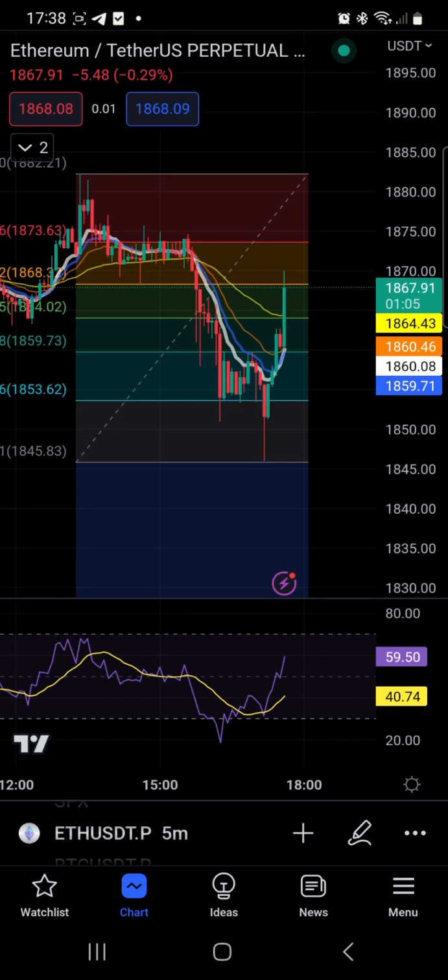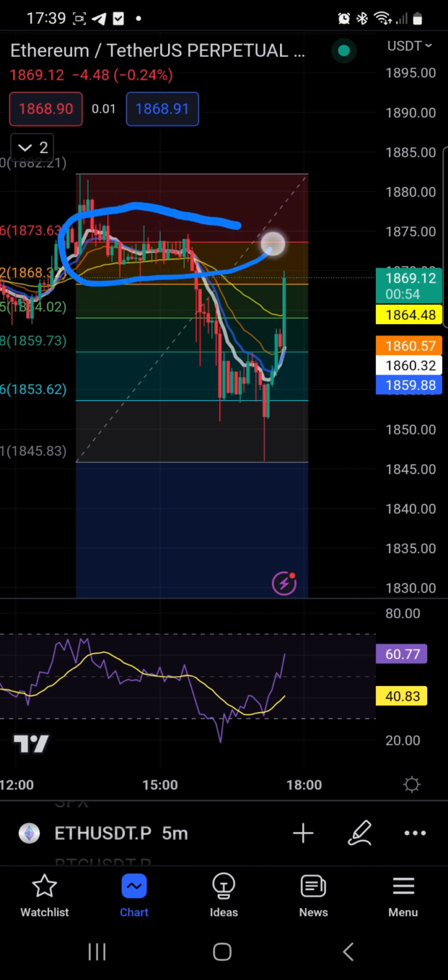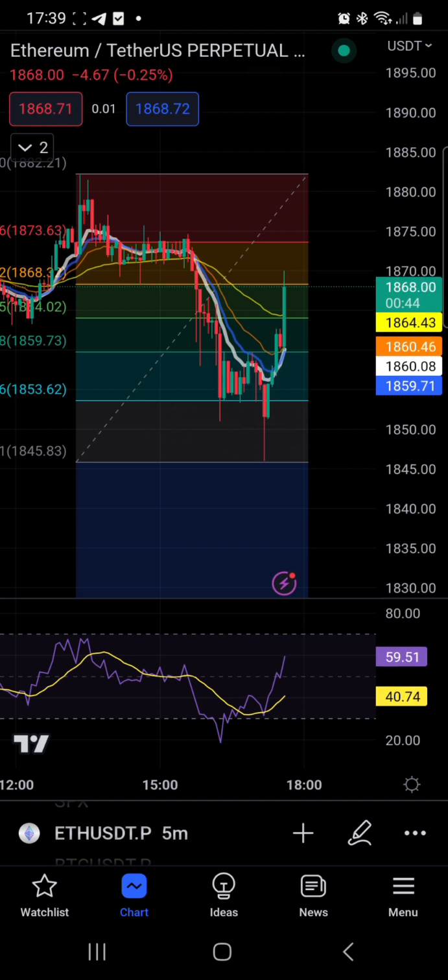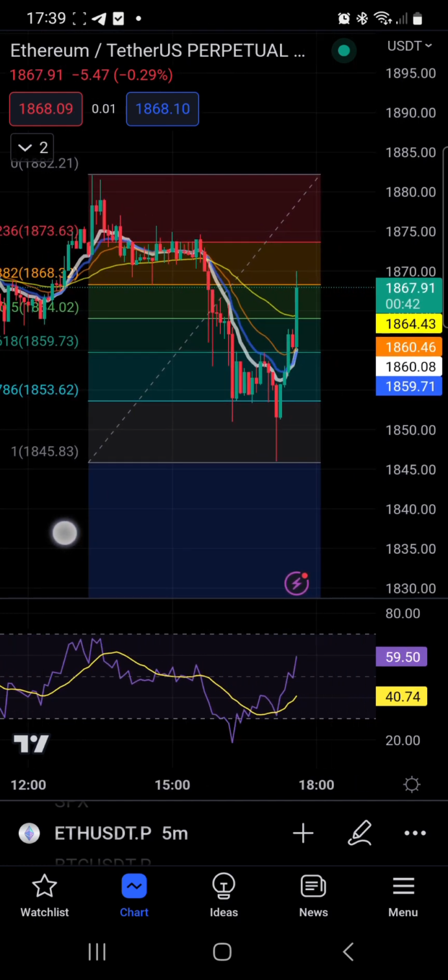So the price moved up till there, and then you can see there has been a retracement over here. So the price stayed there, and the second retracement you can see on this line as well. The retracement was over here on 0.786.